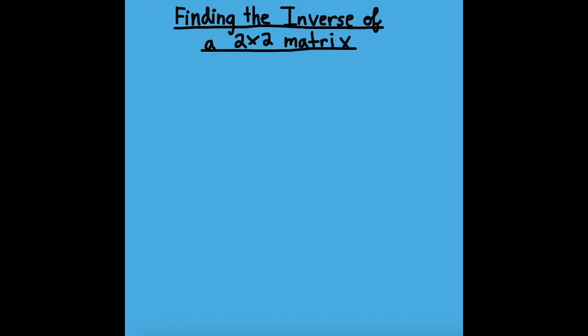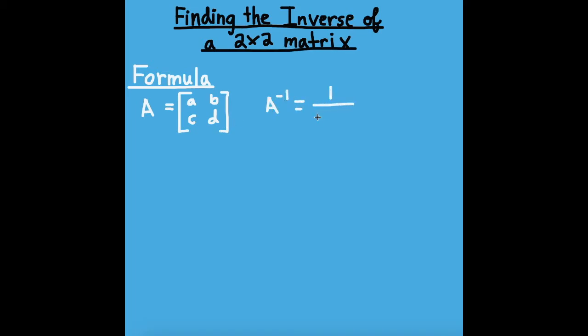We are going to learn about calculating the inverse of a 2 by 2 matrix. And there's a specific formula that we need to use to calculate the inverse. So let's say we have matrix A with the entries little a, b, c, and d. The formula for finding the inverse of a 2 by 2 matrix is 1 over AD minus BC times D, negative B, negative C, and A.